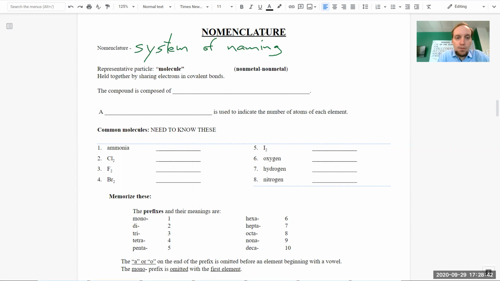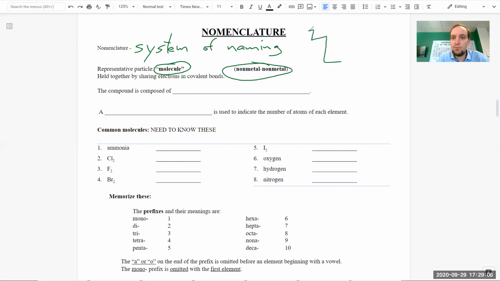So the representative particle, basically what we call these, are molecules. Anytime you ever hear the word molecule, we're talking specifically about covalents. We're not talking about ionics. Those are sometimes called salts, sometimes just called ionic compounds. But molecules are specifically your covalents. Remember, these are nonmetals and nonmetals.